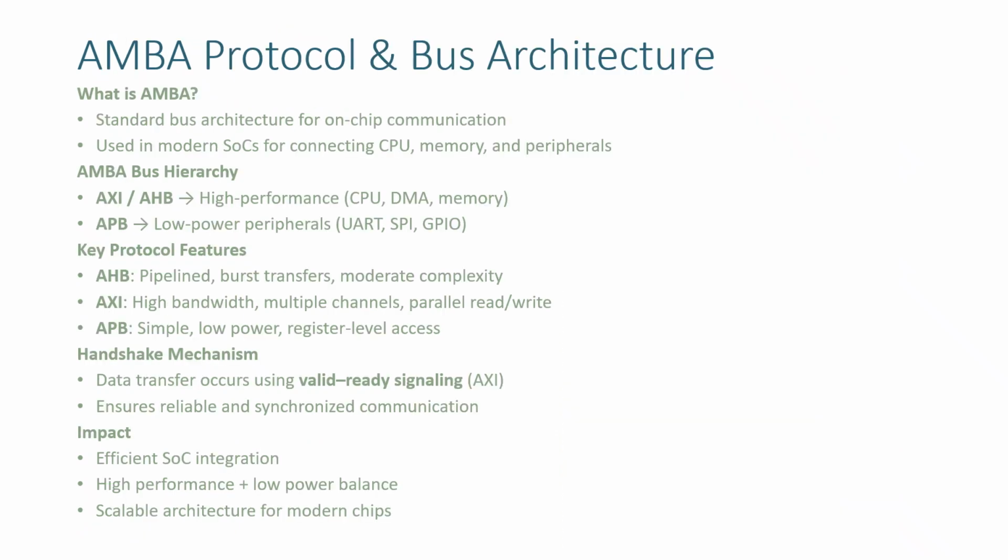Next, I explored AMBA, which is a standard bus architecture used in SoC. It includes AXI and AHB for high performance communication and APB for low power peripherals. AXI supports high bandwidth and parallel read and write operations. A key concept is the valid-ready handshake mechanism, which ensures reliable data transfer. This knowledge is important for efficient SoC integration.